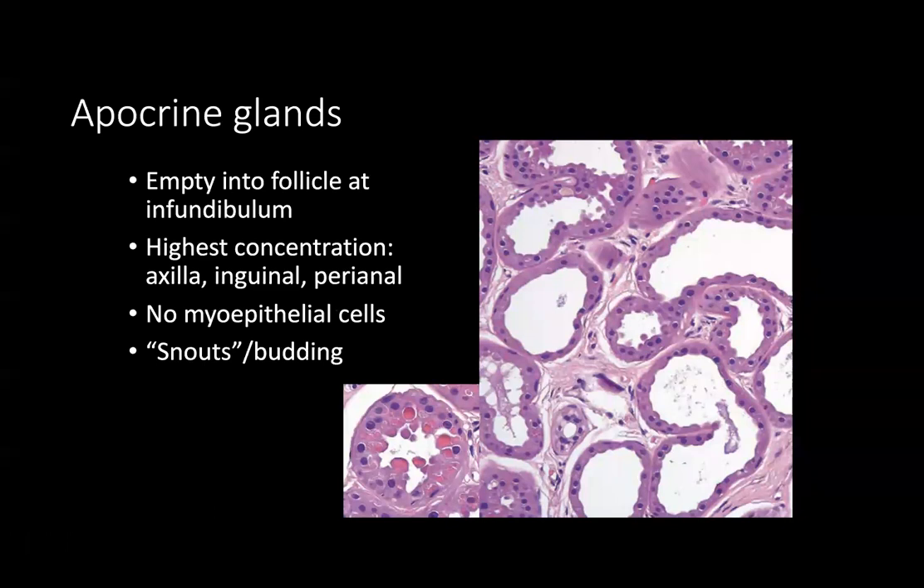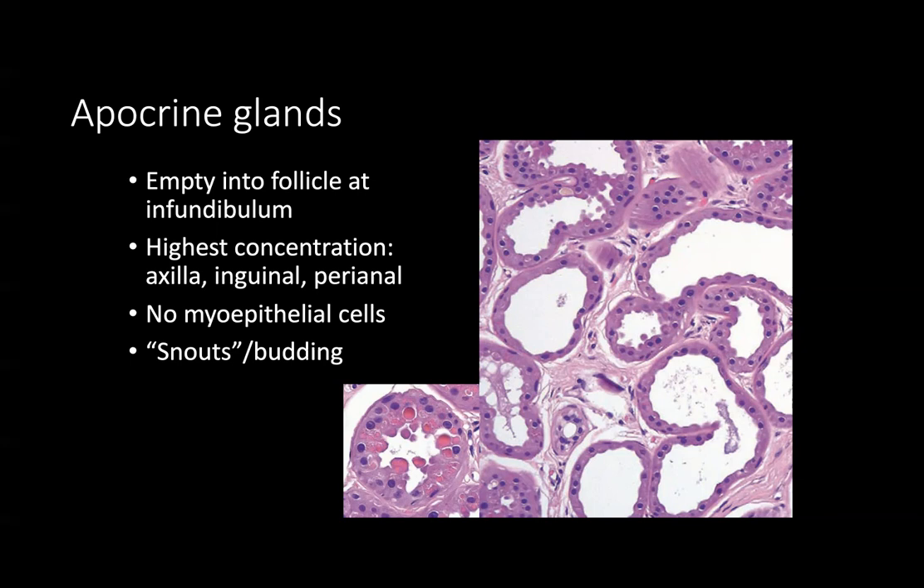Apocrine glands are responsible for producing a special type of secretion, such as under the axilla. A lot of pheromone chemicals are produced in the axilla. This is also where body odor comes from, apocrine secretion. Apocrine secretion is present in areas of breast tissue as well, and can even be present in nevus sebaceous. Apocrine glands empty into the follicle at the infundibulum, similar to sebaceous glands. The highest concentrations include the axilla, the inguinal area, as well as the perianal area.